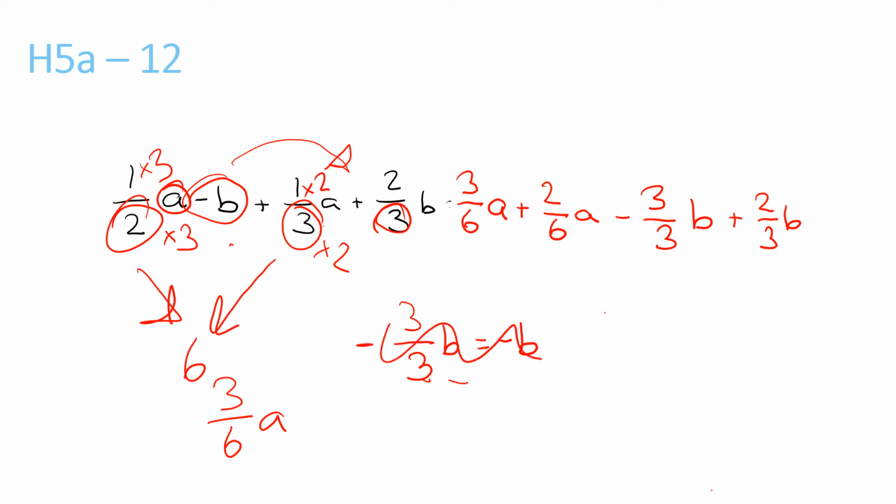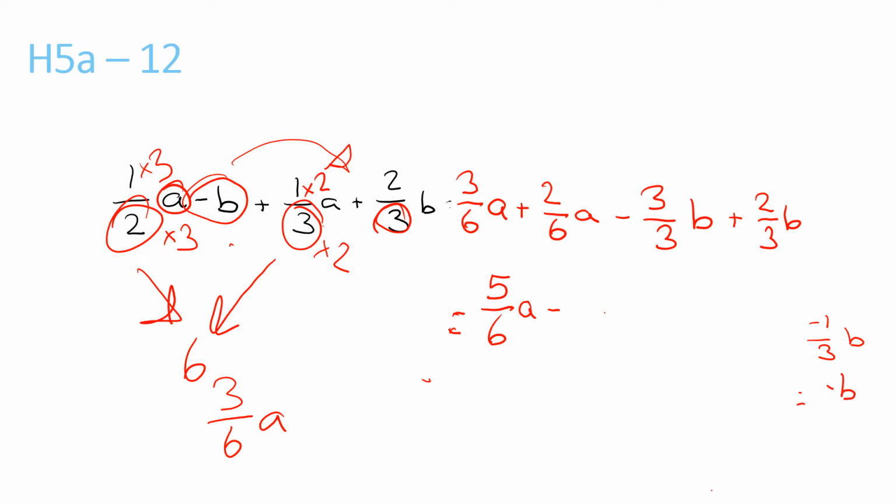Which is equal to, you do the 3 over 6a plus 2 over 6a, so you would have 3 plus 2 is 5, so 5 over 6a minus, you have minus 3 plus 2, which is minus 1 over 3, so it would be minus 1 over 3b, which can also be written as minus b over 3, so write minus b over 3, or you could just write 5 over 6a minus 1 over 3b.